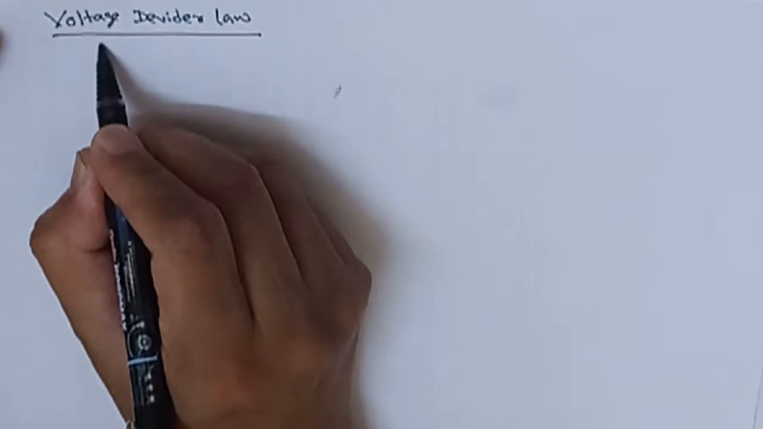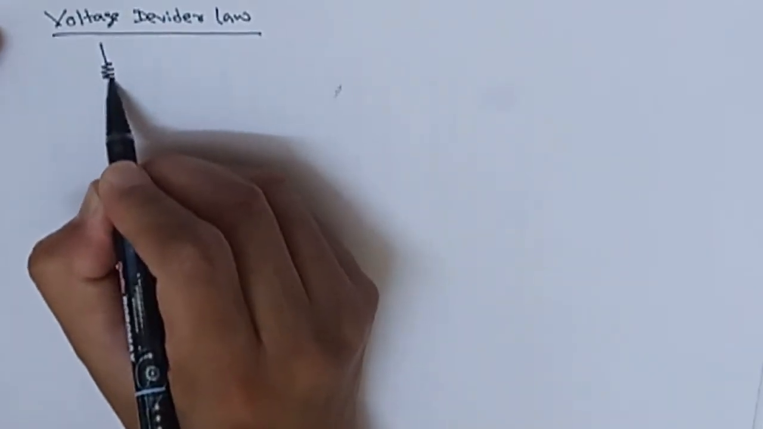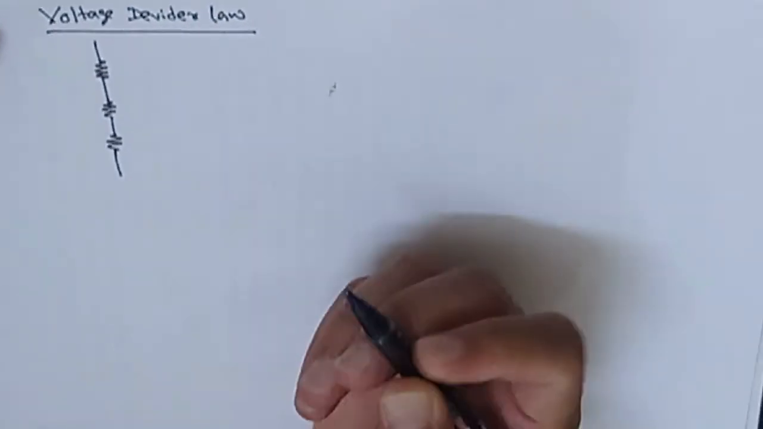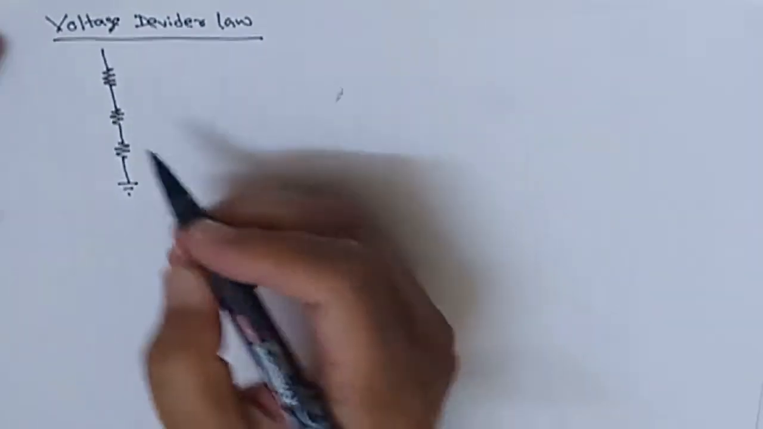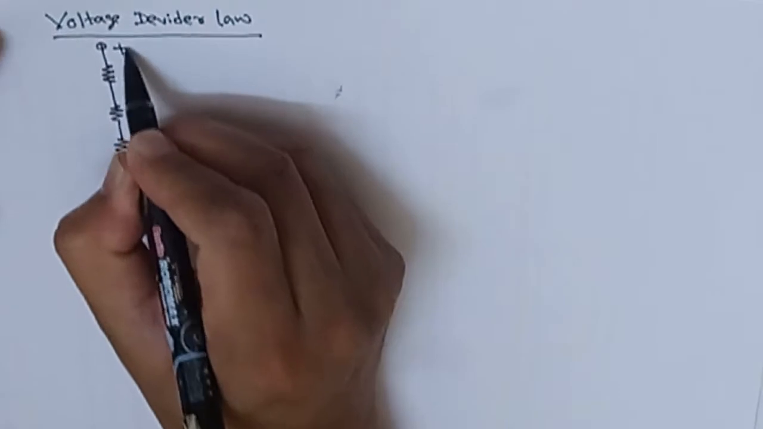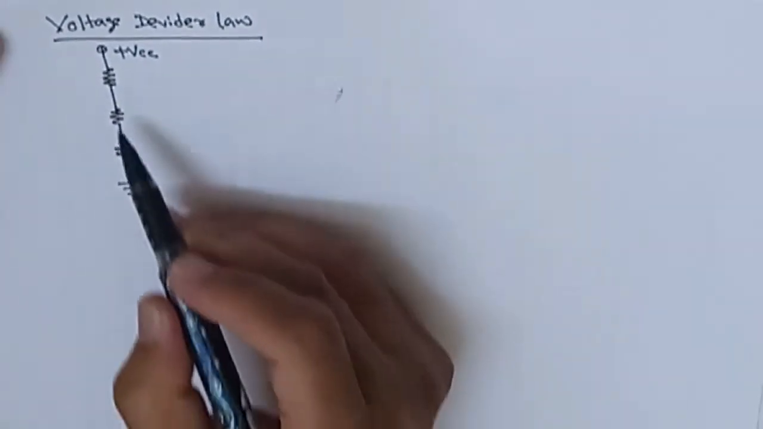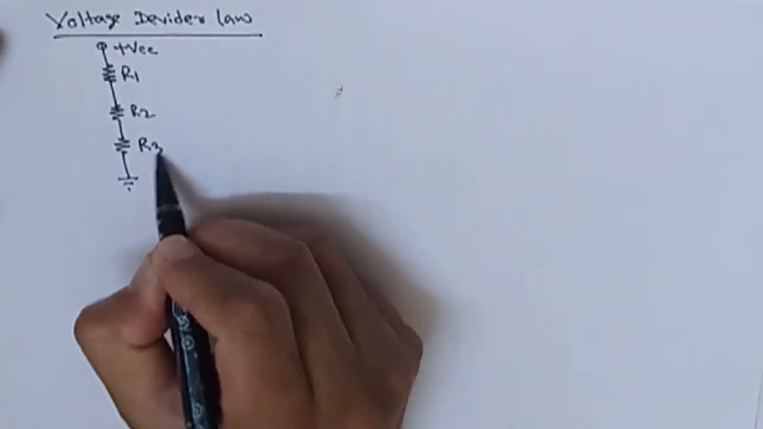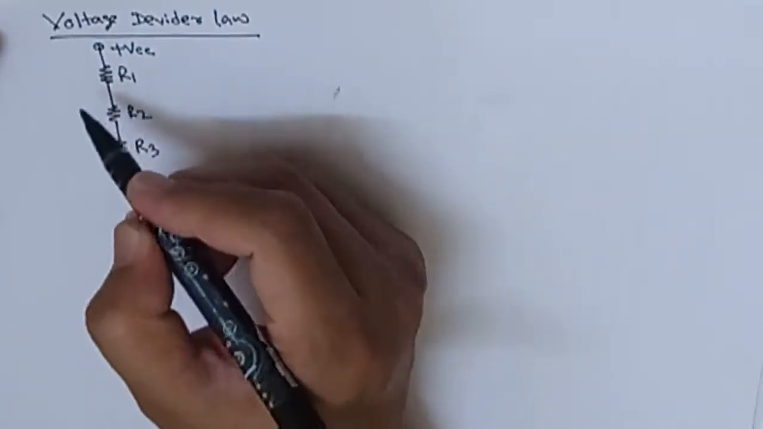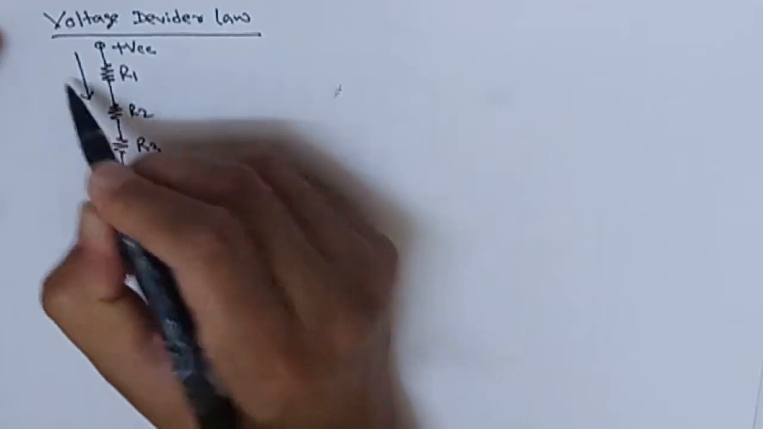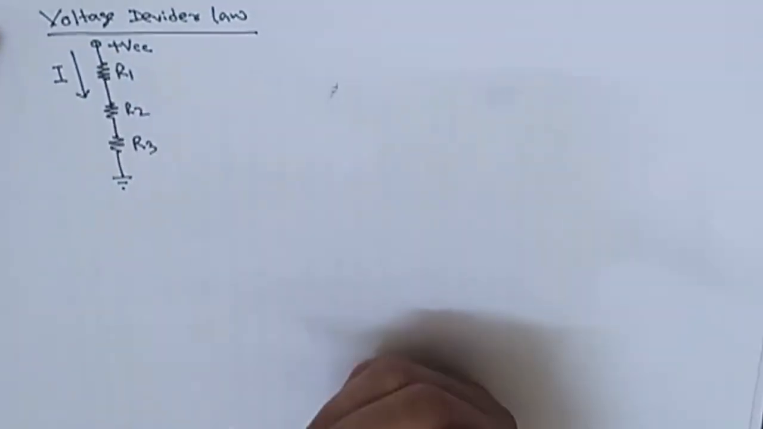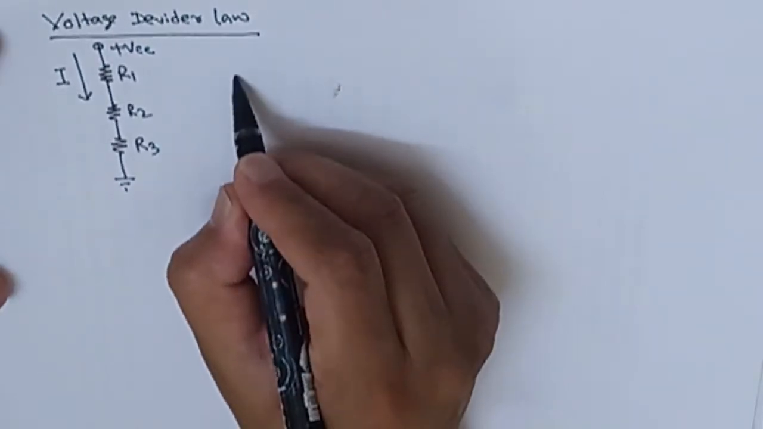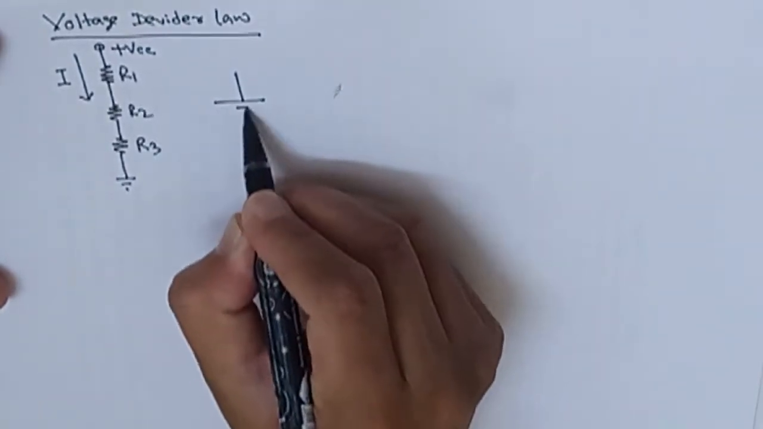I just put three resistances. That is the ground, and this one is the plus VCC. You can consider this circuit R1, R2 and R3. So obviously current I is going from the top to the down. Now the same circuit, if I draw with the help of a battery, then it looks like this.